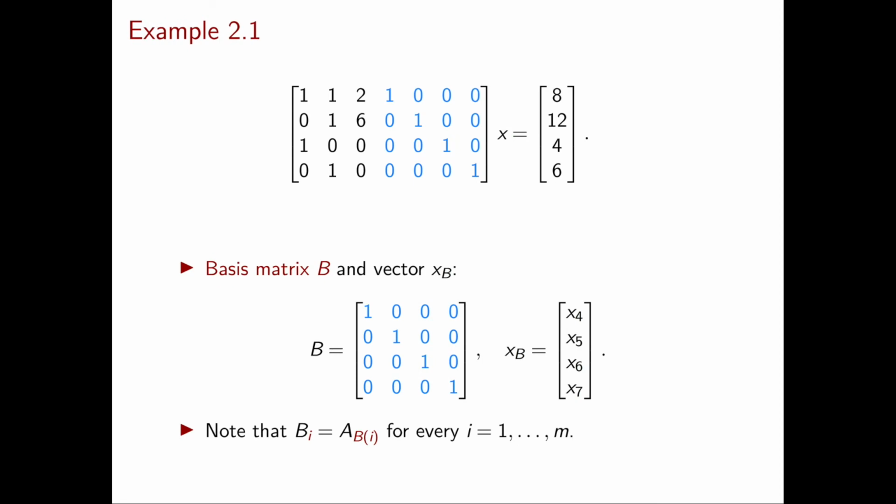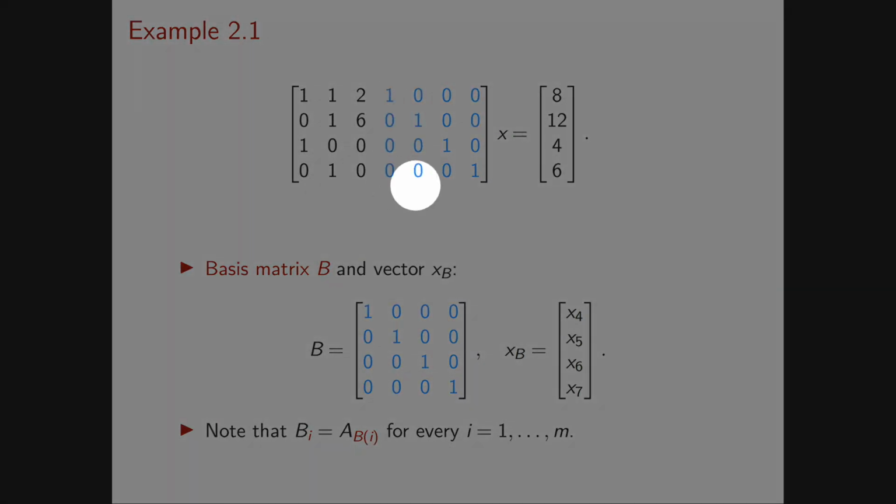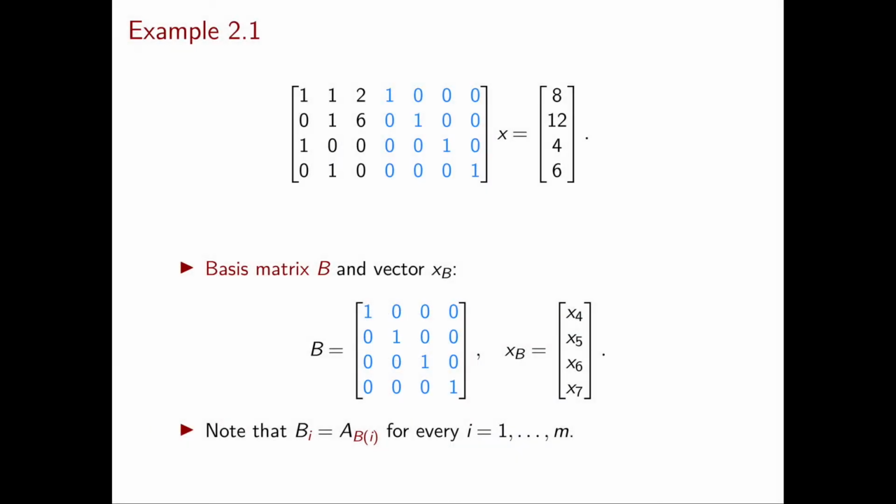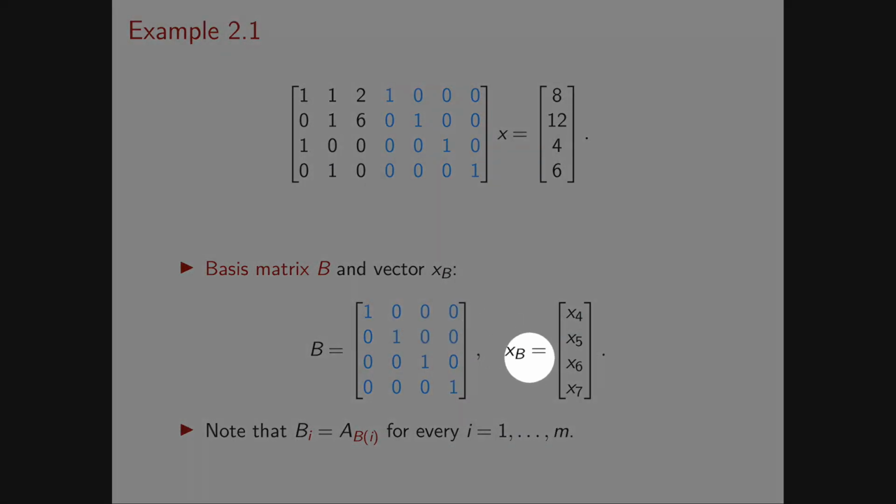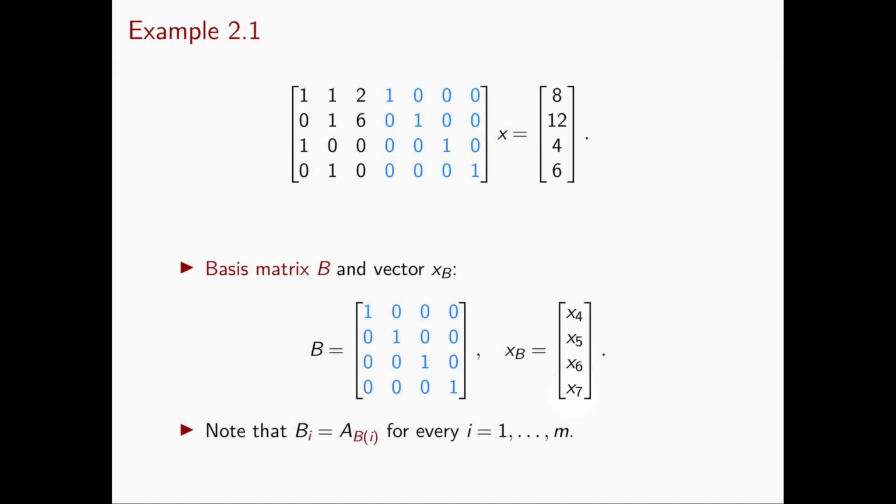The basis matrix B is obtained by only keeping my selected columns, so in this case I obtain this nice identity matrix, and x_B is the vector containing all the basic variables x4, x5, x6, and x7. Now I hope that with this example all these definitions are a bit clearer to you.